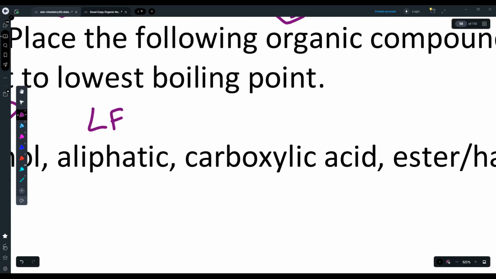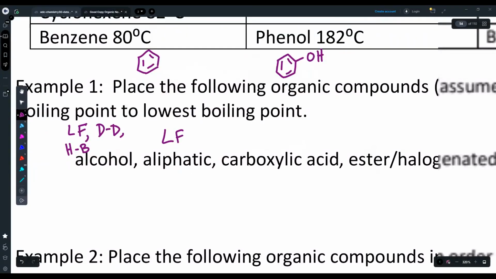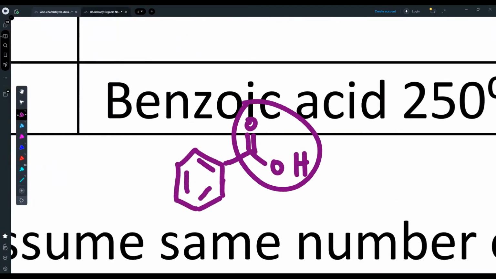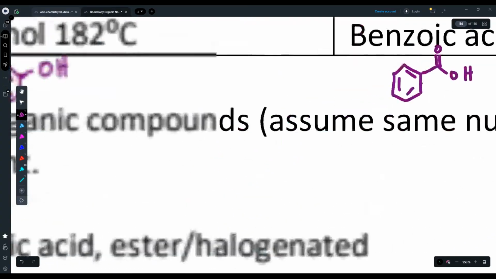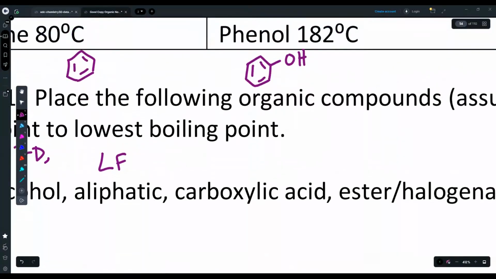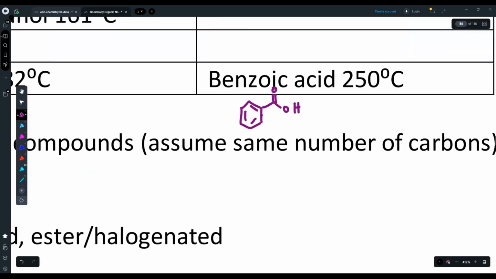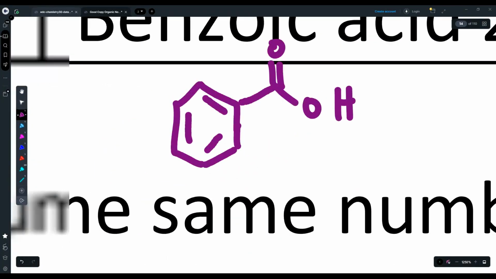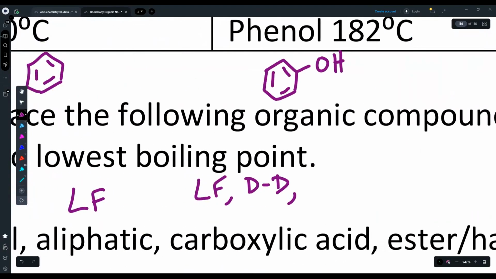With carboxylic acids, a carboxylic acid is that COOH functional group. Okay, so that's going to have London forces. It's going to be able to have dipole-dipole attractions because carboxylic acid compounds are polar. And then because carboxylic acid has oxygen directly attached to a hydrogen, that means it can do some hydrogen bonding.